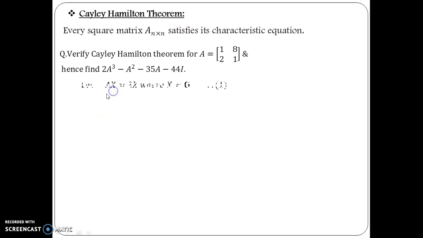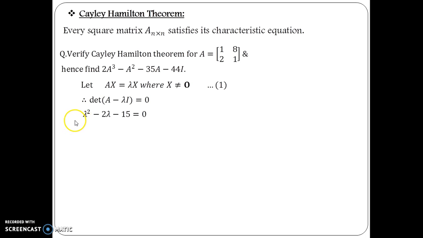So the first step will be: let Ax equals lambda x where x is not equal to 0. This is a standard step. After that, determinant of A minus lambda I equals 0. That means we have to find the characteristic equation. Now the characteristic equation of this matrix will be lambda square minus the trace. The trace of this is 1 plus 1, that is 2. So minus 2 lambda, and plus the determinant. If you solve the determinant, that is minus 15. So minus 15 equals 0. Okay, so this is the characteristic equation.